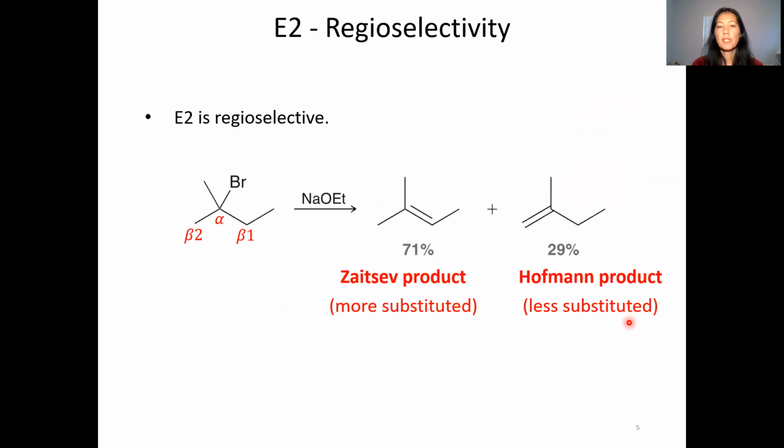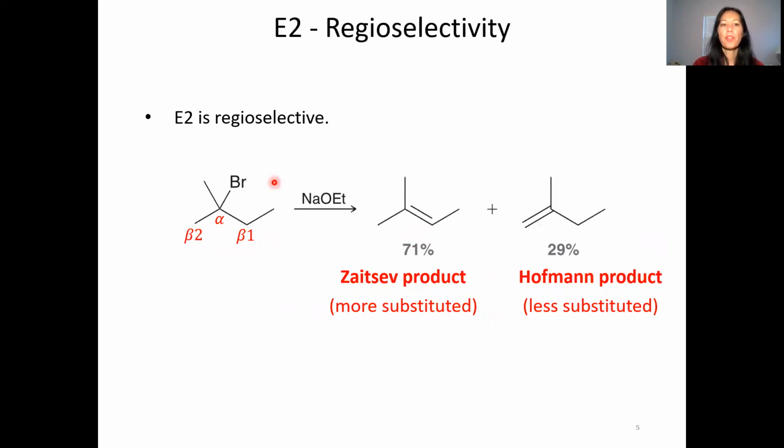Eliminations are regioselective. You've already encountered that in E1 mechanism discussions, and I'm going to show the same thing here. Remember that regioselectivity is about the region where the double bond is going to be located. So you can have the Zaitsev product, which is the more substituted alkene, or the Hofmann product, the less substituted.